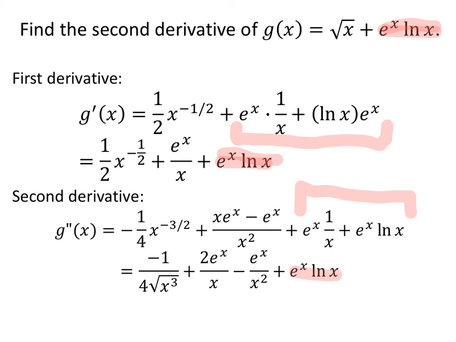So when you're using e to the x, taking the derivative, you're going to see it repeatedly. You're going to see copies of it in first, second, third, as many derivatives as you want to take. That's it for the natural exponential function and differentiation.